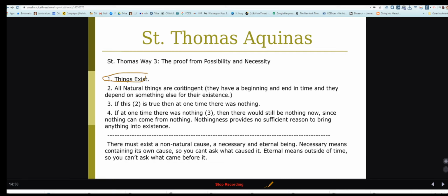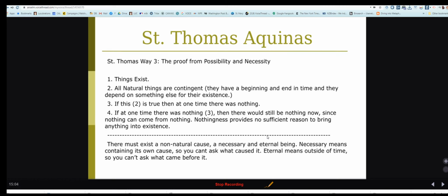It starts with the same fact that things exist, but now its scientific principle is that all natural things are contingent. They have a beginning in time and an end in time. Contingent means you depend upon something else. And if you depend upon something else, then you'll have a beginning in time when the thing you depend upon brought you into existence. And you can have an end in time when something takes you out of existence, or the things that you depend upon cease producing you or cease supporting your existence.